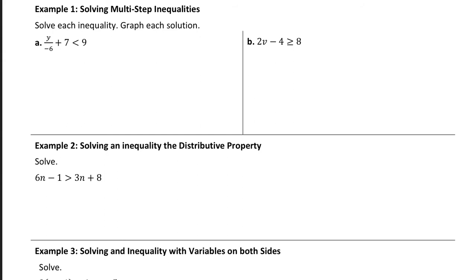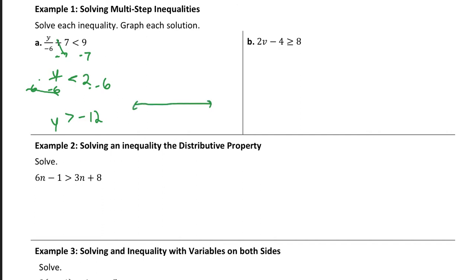So with part A, I would start solving this inequality by subtracting 7 from both sides. So this becomes y divided by -6 is less than 2. And I would finish solving by multiplying both sides by -6. It eliminates -6, and this becomes y is greater than -12. And the reason it's greater than -12 is because I multiplied both sides by a negative. That causes me to flip the sign.